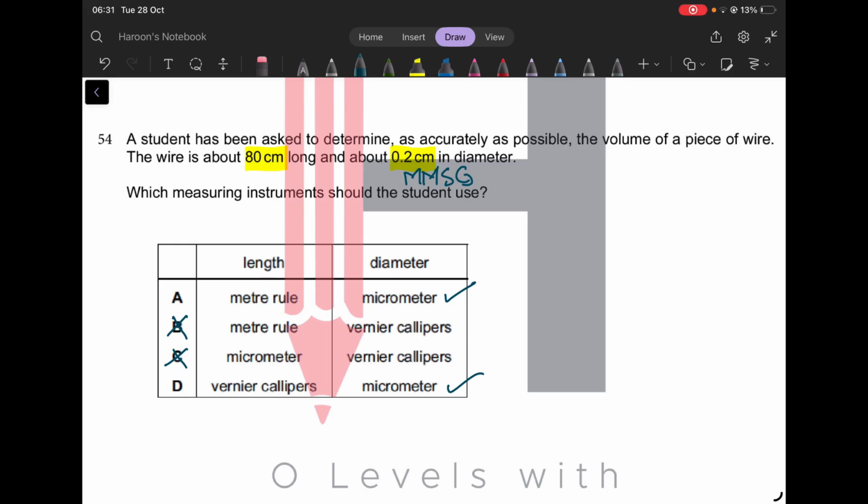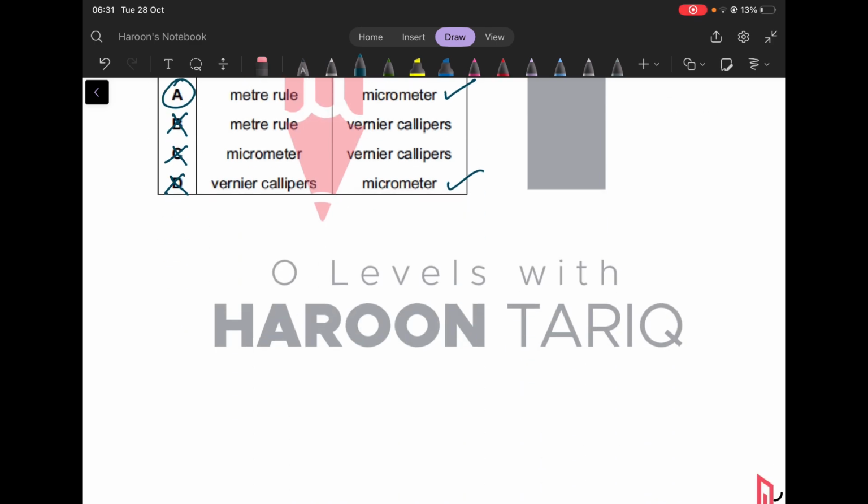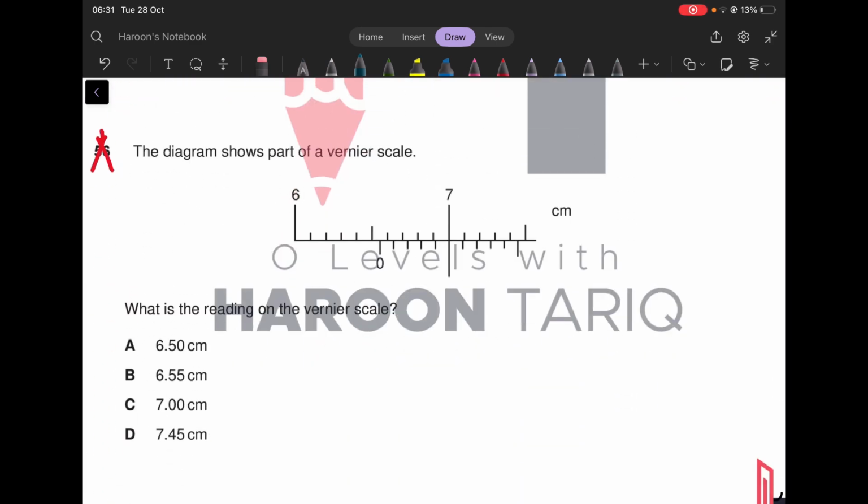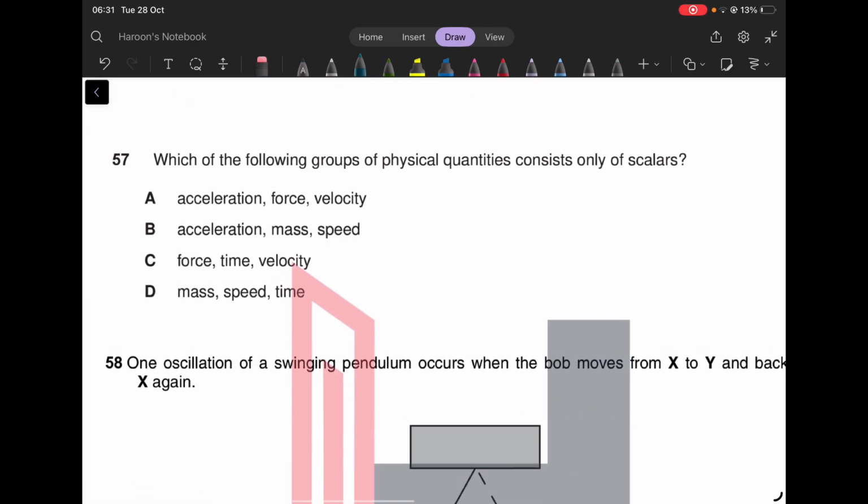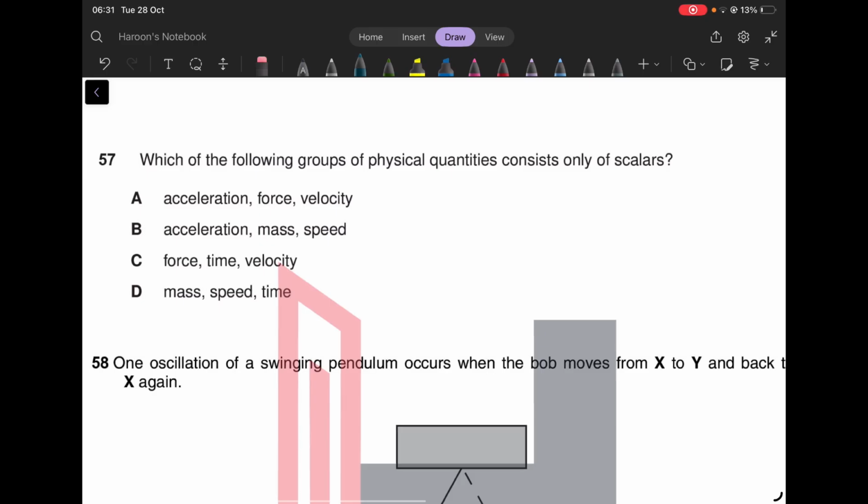Now, for measuring length, this is 80 centimeters, which is out of the range of vernier caliper. Maximum range for vernier caliper is 1 centimeter to 10 centimeters. So D is out. So the correct answer has to be A. Okay, so next question. Which of the following groups of physical quantities consists of only scalars? Acceleration in A is vector, acceleration in B as well, vector, force in C, vector. Mass, speed, time, all are scalar. D is the correct answer.